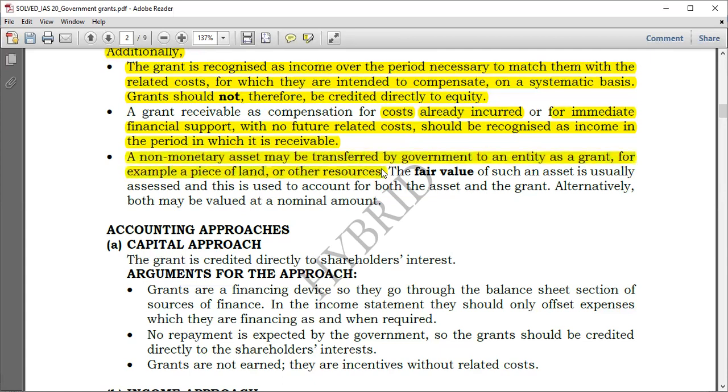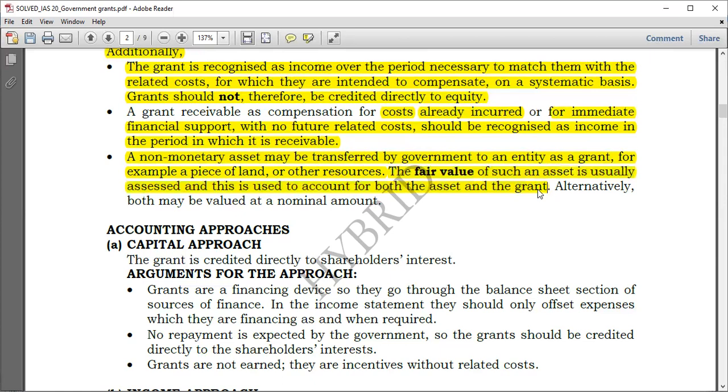Now you see that if the government has given something like that, you need to know its cost. Otherwise, if something is given in cash, the cost is already known. But maybe you are given the plant. How will you determine that cost so as to apply it in the books? The fair value of such an asset is usually assessed, and this is used to account for both the asset and the grant. Do you see this?